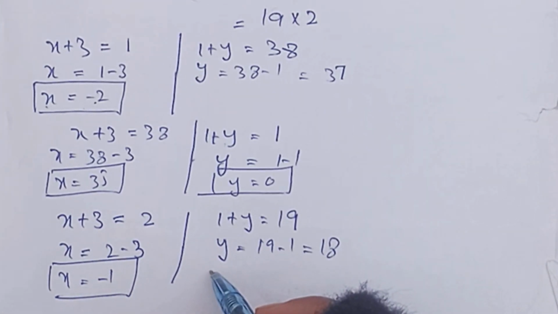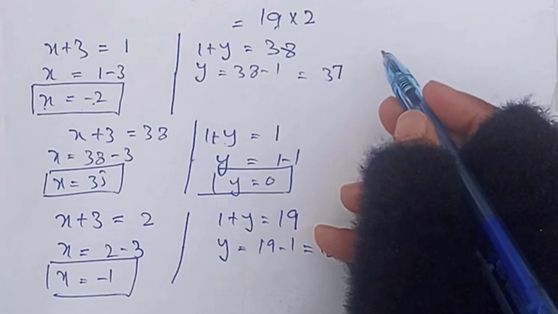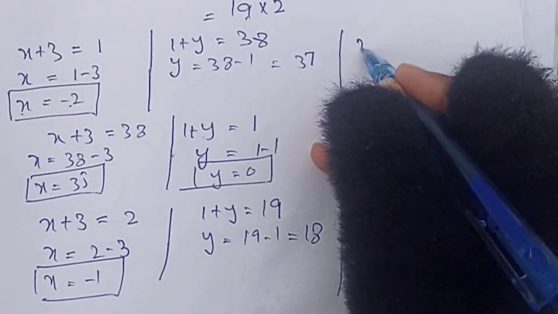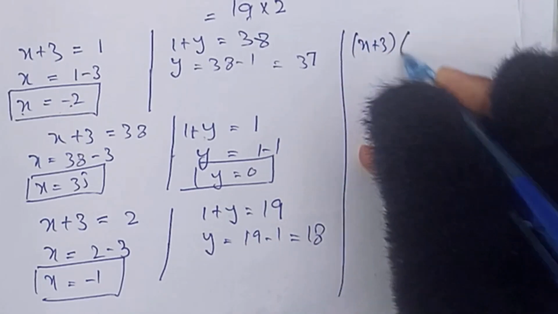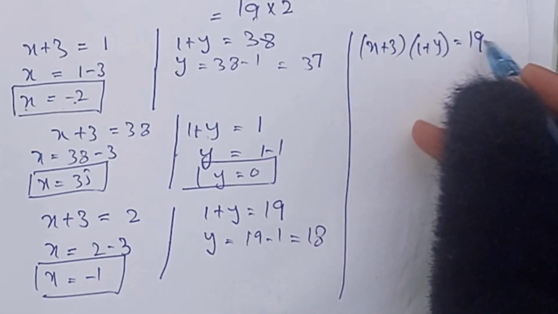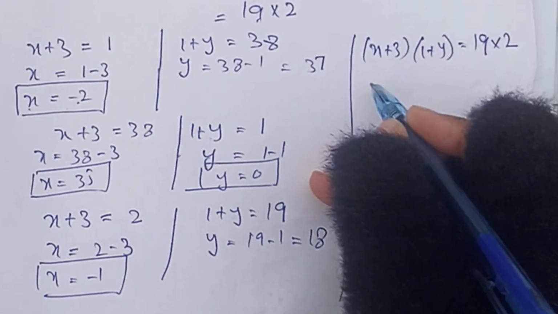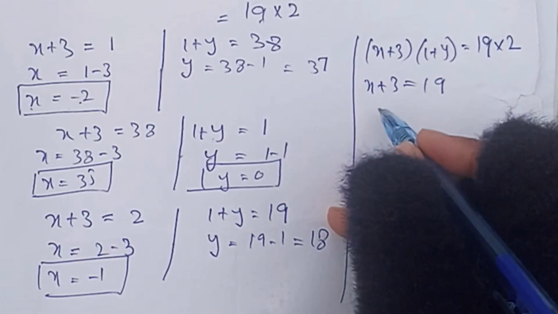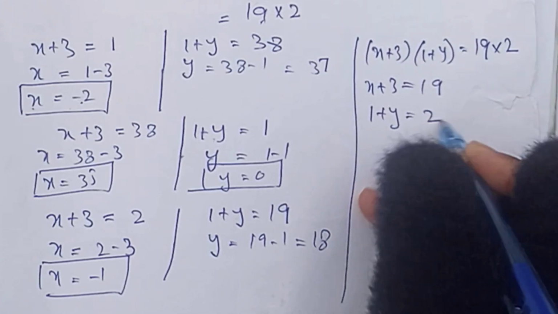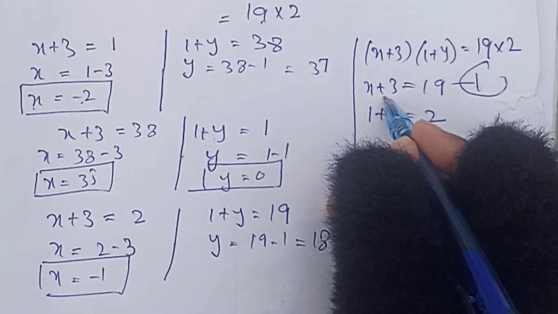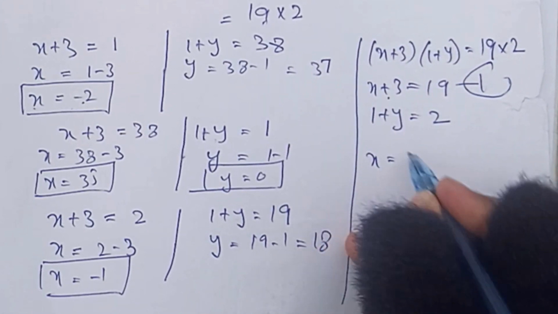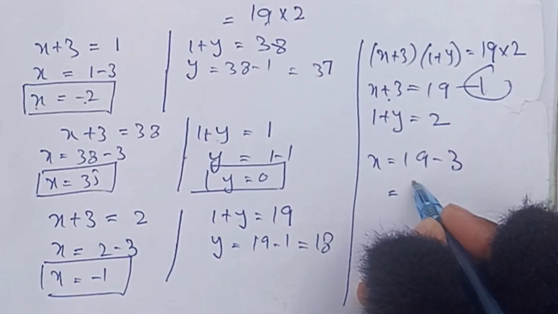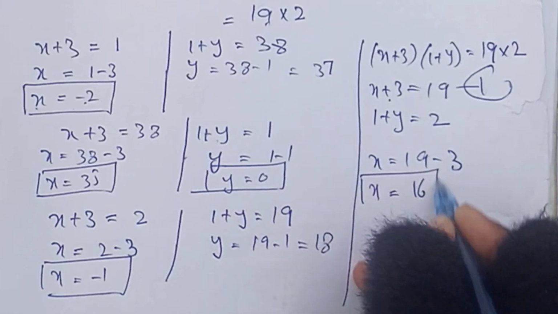Now finally we select the last case. In this case, look at this. This is x plus 3 multiplied by 1 plus y is equal to 19 multiplied by 2. So this implies x plus 3 is equal to 19, and 1 plus y is equal to 2. So look at this. We subtract a 3 on both sides, then x is equal to 19 minus 3, and 19 minus 3 is just 16. So x is 16 in this case.